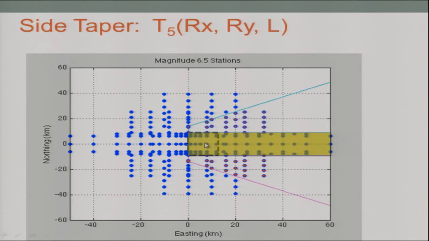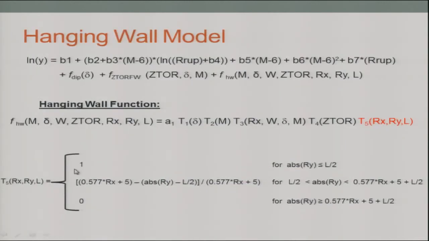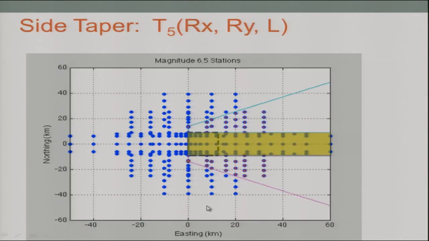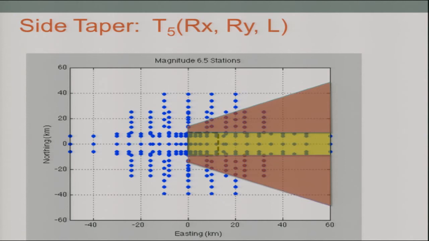This is positive Ry, and this is negative Ry. So if you're within L over 2, within this area, then your taper is basically equal to 1. As you come off the sides, you're going to reduce. Here, in this area, your taper is equal to 1, and then it falls gradually in a linear fashion until you get to this blue line or the pink line, and once you get past these lines, it's equal to 0. So basically, it's just tapering it over the sides. That's what that is for the side tapers.